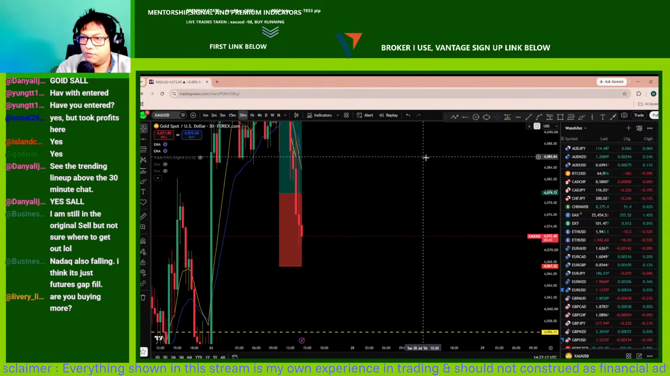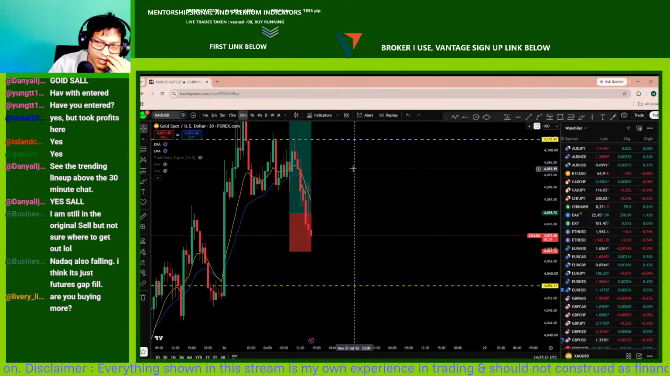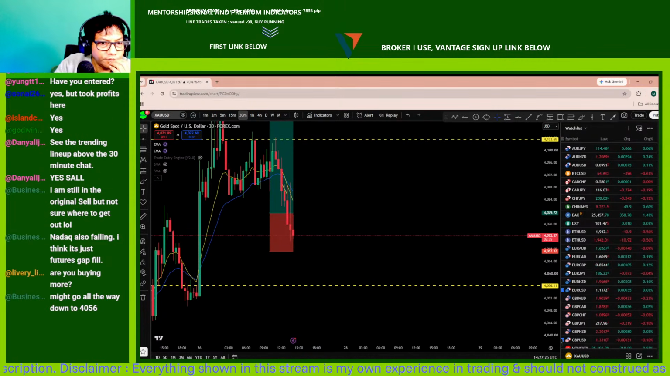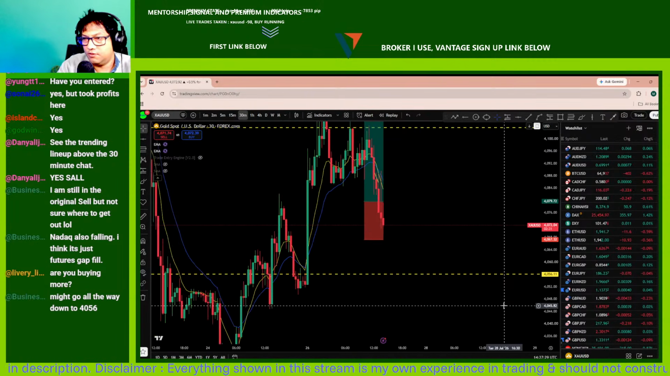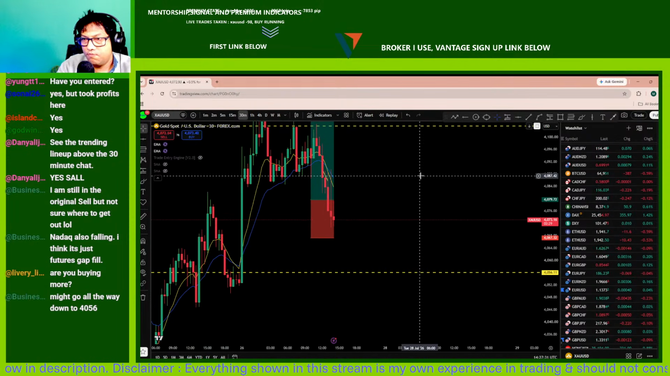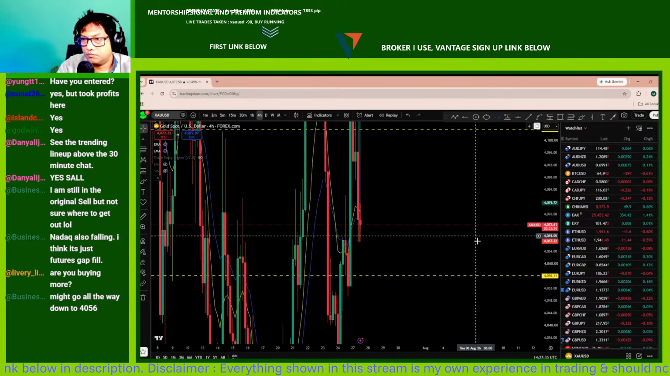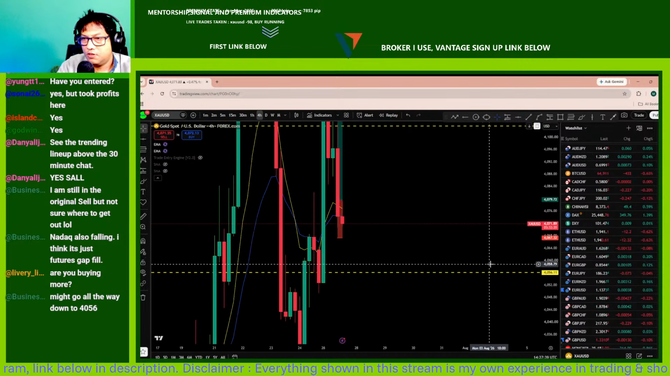So with the 30 minutes closed, we've seen that there was a break, and it might go all the way down to 4056. I think there might be a break of support. See that here. It shows a stronger confluence.